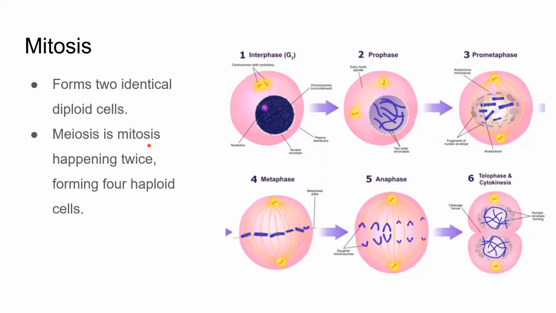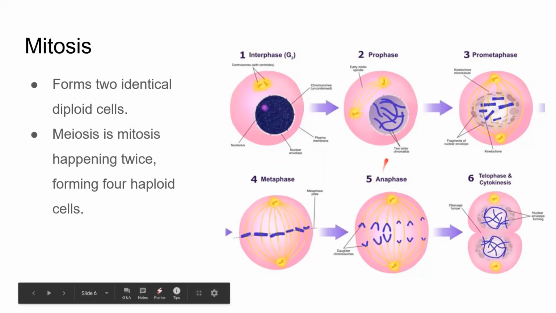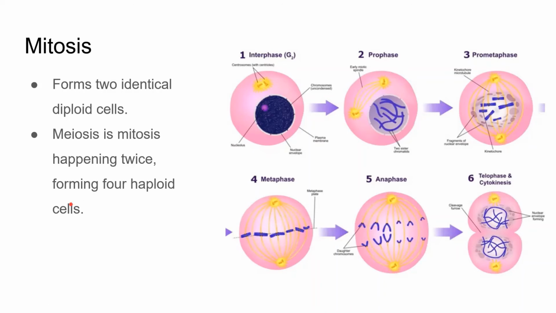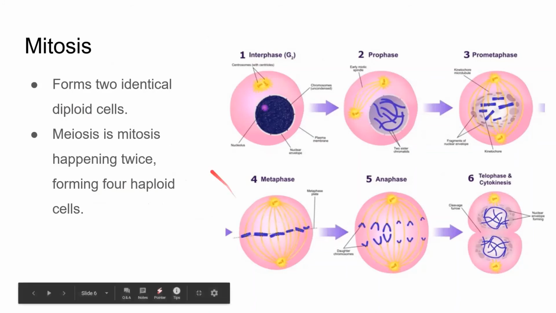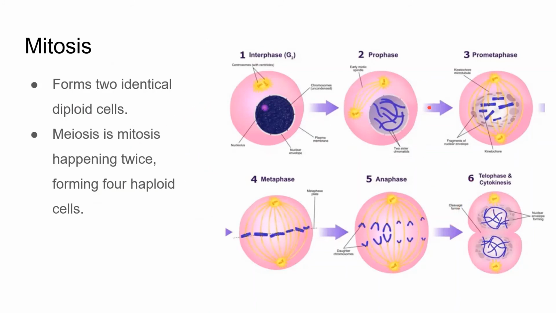Now, meiosis is essentially mitosis happening twice, but on the first round of mitosis, you will have what's called genetic crossover, which is essentially a blending of your mom and dad's genes to form a unique you. And then it will undergo a split again and will form 4 haploid cells. So it takes the amount of chromosomes you have and splits them into 4. So again, mitosis occurs within your somatic cells, produces 2 identical cells. Meiosis happens in sex cells, produces 4 genetically different cells.